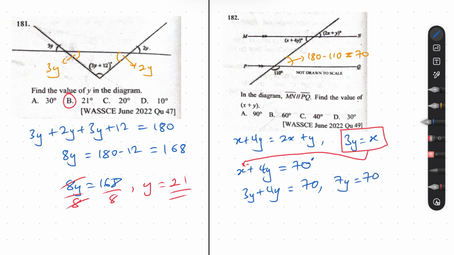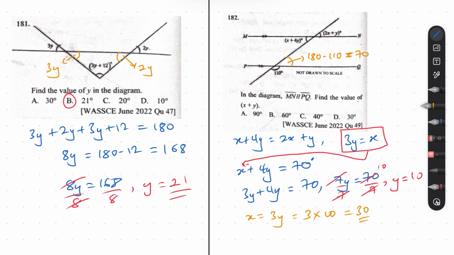We divide by 7 on each side. 7 will cancel out, and 7 will go into 70 ten times. So that means y equals 10. So now that we know y, we can easily find x, because x equals 3y. So our x equals 3y, which is 3 times 10 equals 30.